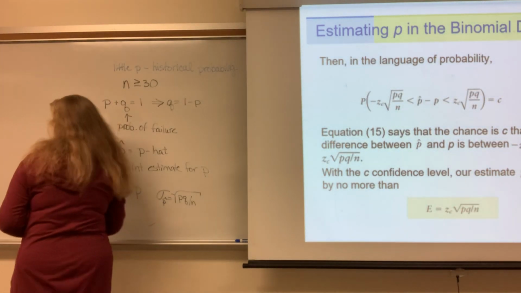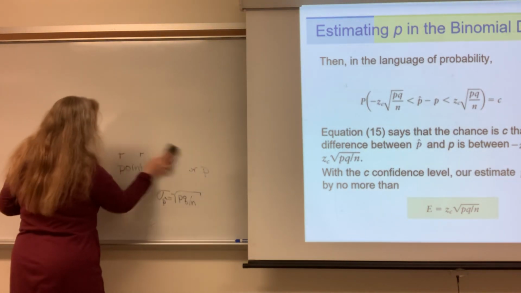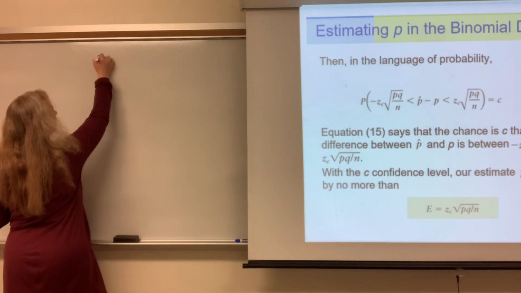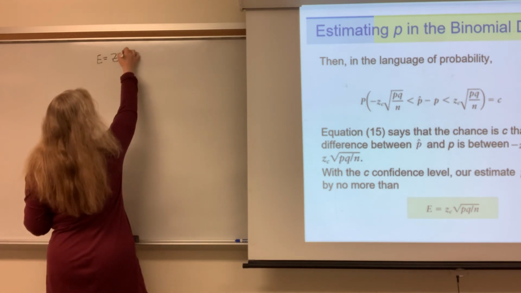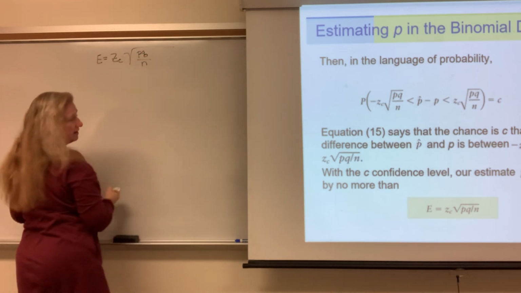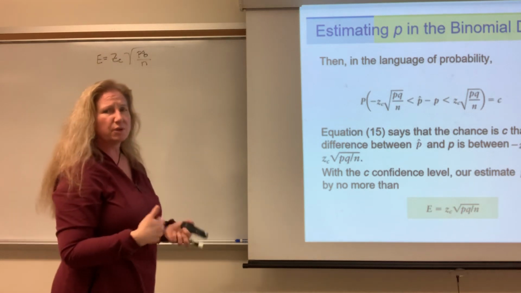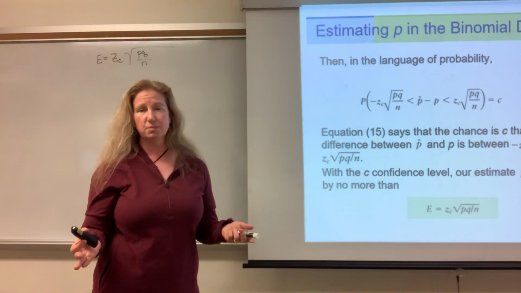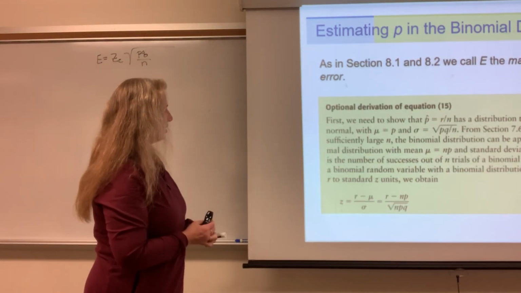Our error formula. So we have the same kind of error. My error formula is Z sub C times the square root of P times Q over N. Okay, so that's my error formula. It looks similar to the one we used when doing both T and Z with estimating mu, but slightly different. But we finish up in a very similar way.